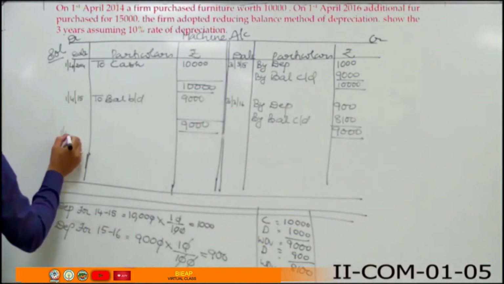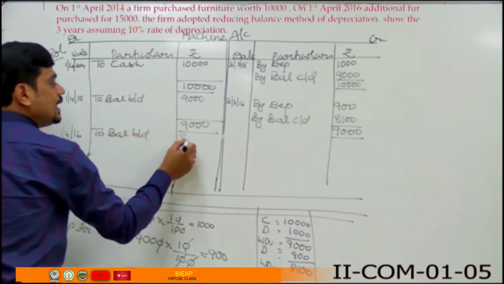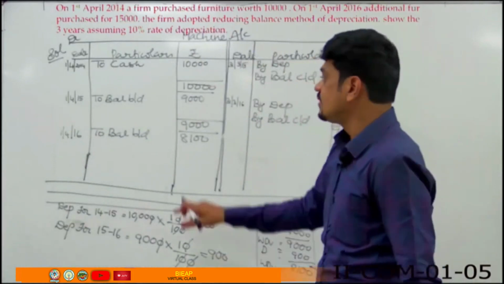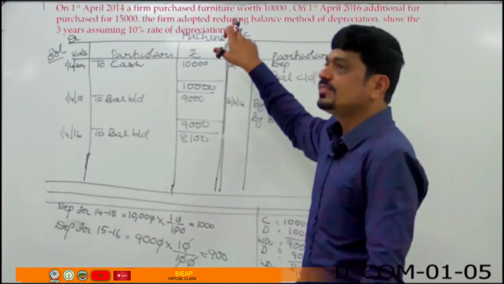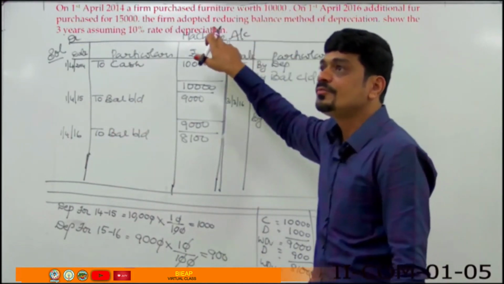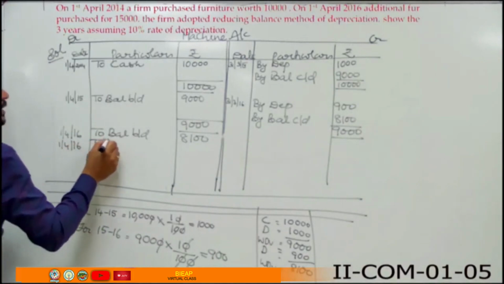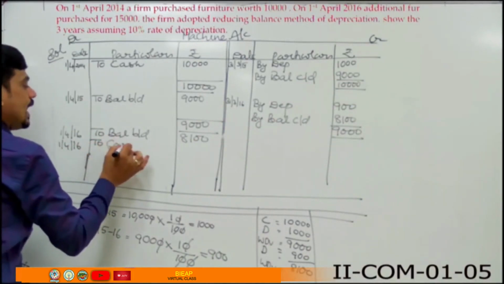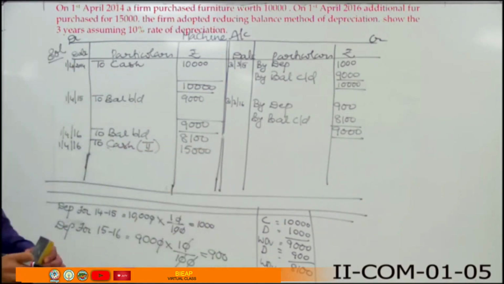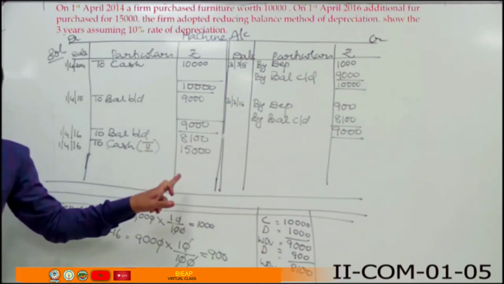Bring down the balance. 1st April 2016, to balance brought down 8,100. Did we do anything in year 2016? Yes. What did we do in 2016? In the question, we see that we bought one more machine for 15,000. So I'll add it. Again, 1st April 2016, I'll write to cash, and in brackets I'll write 2, 15,000. So how many machines do I have now? 2 machines. First is 8,100 and the new one is of 15,000.